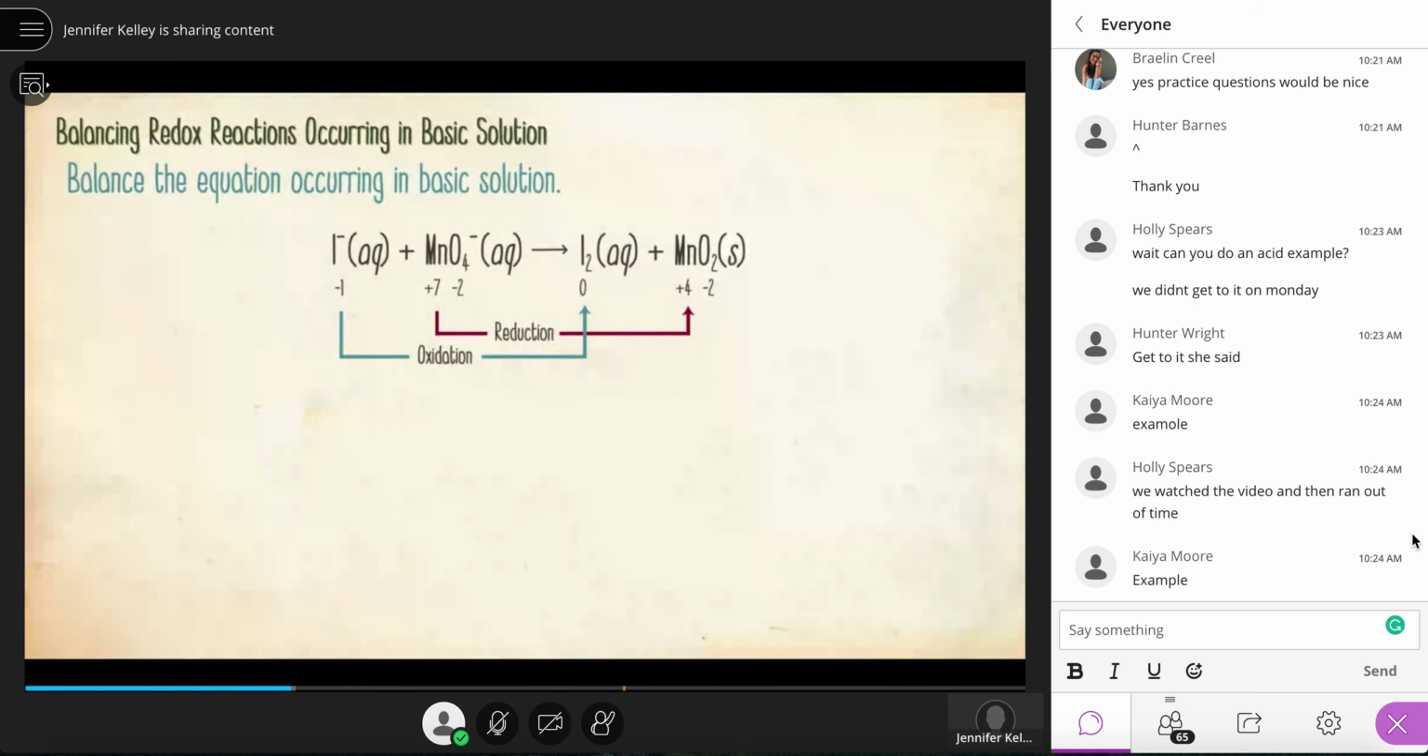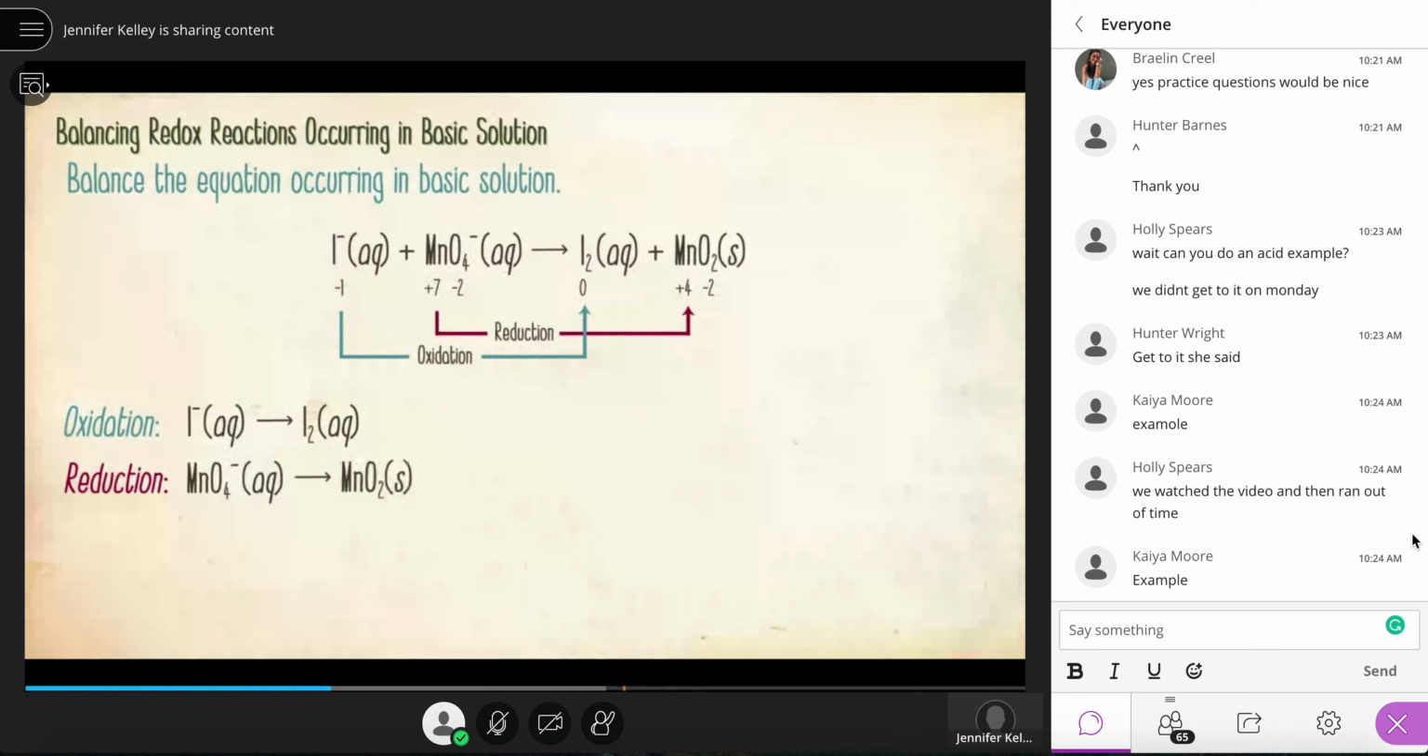The next step is to separate the overall reaction into 2 half reactions, one for oxidation and one for reduction. The oxidation reaction is I minus going to I2. The reduction reaction is MnO4 minus going to MnO2.